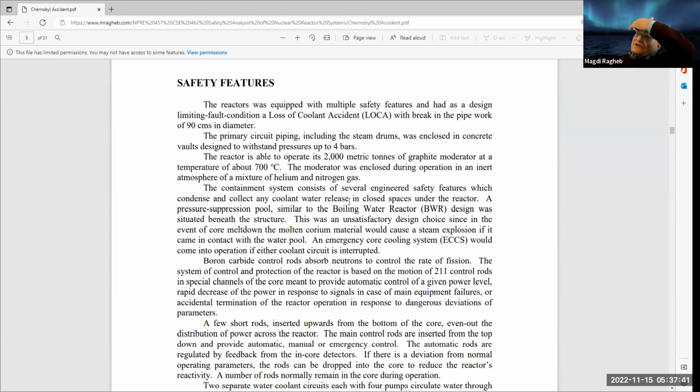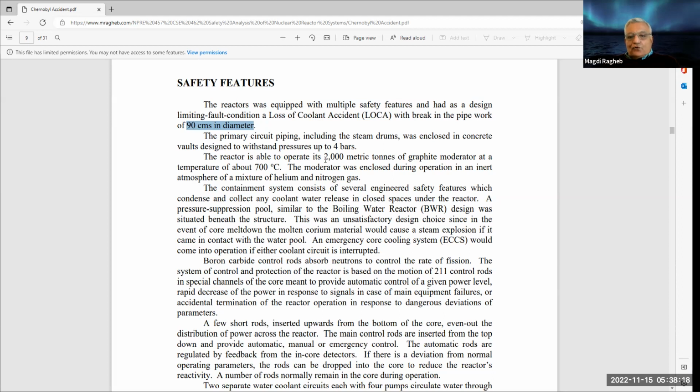It has some very good safety features. And again, you could think about that problem that, oh, you put in safety features and you become complacent that, oh, only one tube can fail. But in fact, more than that happened. The reactor was equipped with multiple safety features. It had what's called the limiting fault condition, a loss of coolant accident with a break in the pipe work of 90 centimeters in diameter. This is the design feature that we implement in boiling water reactors and light water reactors.